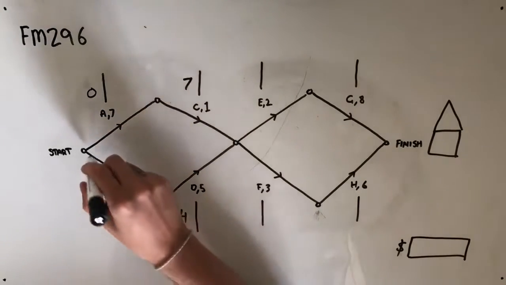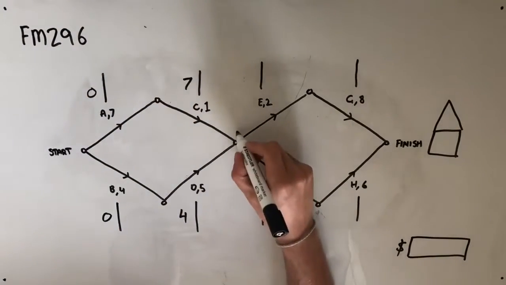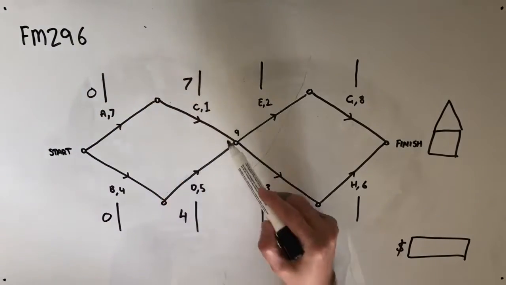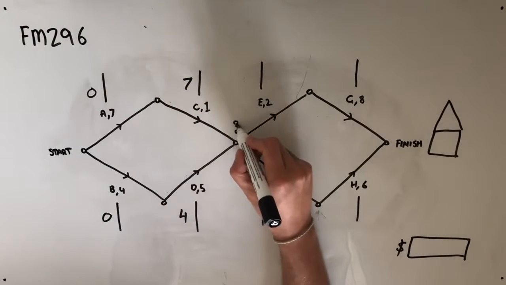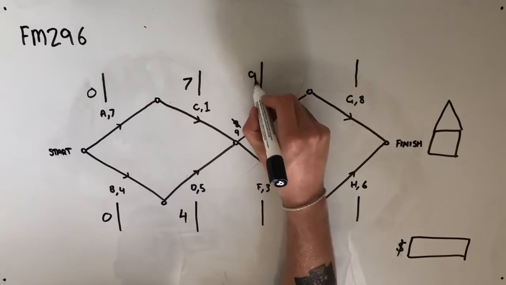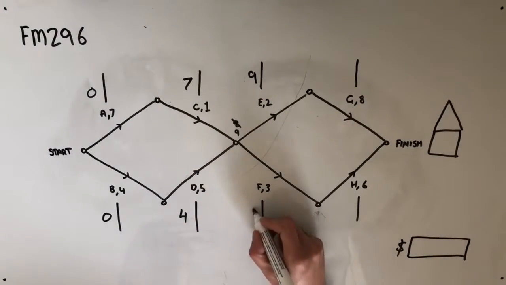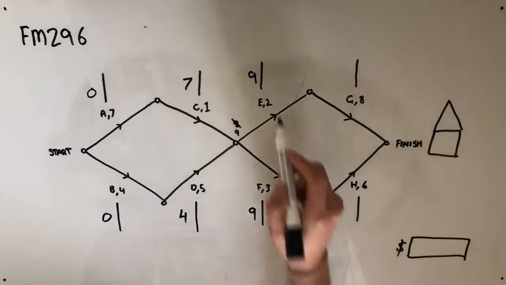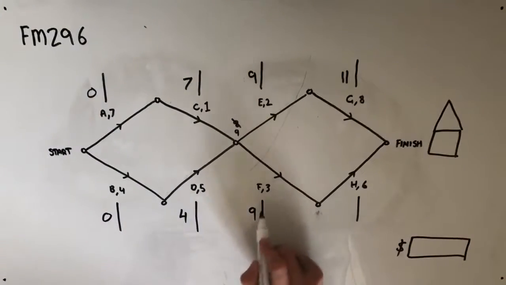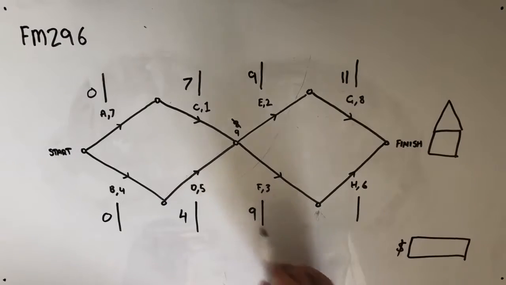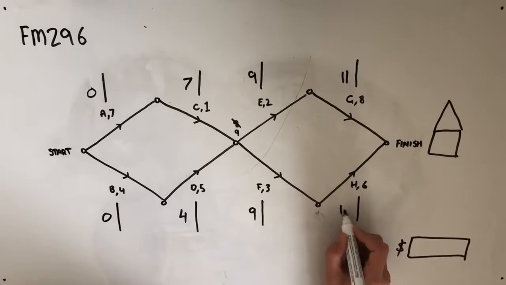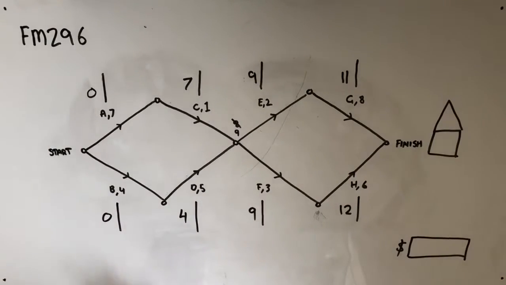If we look at the path that takes B, then D, that's going to take 9 days all up, whereas the path that goes through A, then C, is going to take 8 days, of course we take the larger of the two. So E has an earliest starting time of 9 days. F also has an earliest starting time of 9 days. Because E takes 2 days, G has an earliest starting time of 11. And because F has a duration of 3 days, H's earliest starting time is going to be 12.